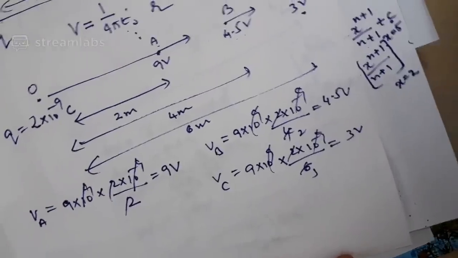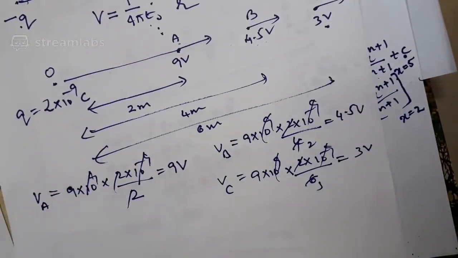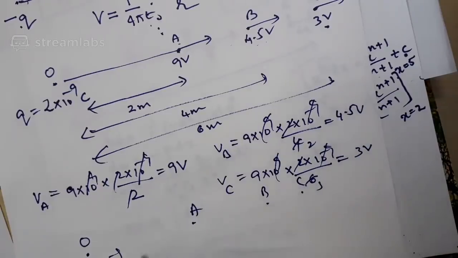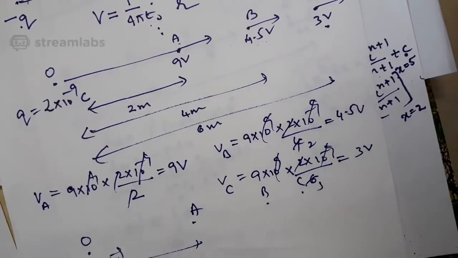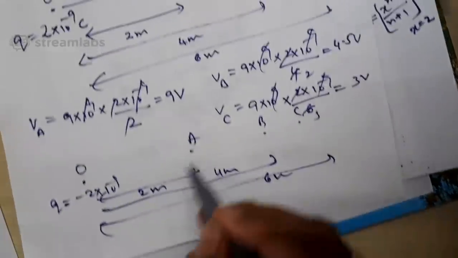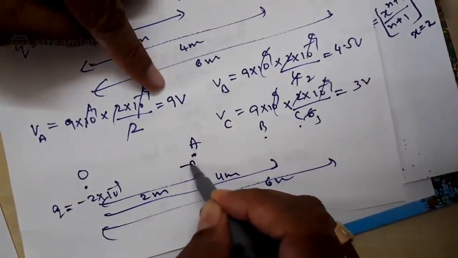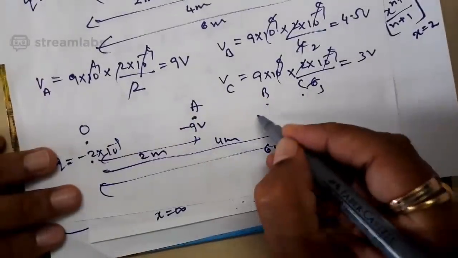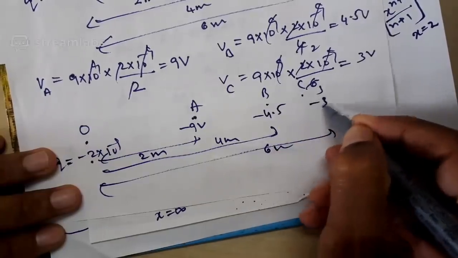Suppose, by chance, at O you are having a charge of -2 into 10 to the power -9, and I'll select the same points A, B and C. Assuming A is at a distance 2 meter only, calculation becomes easier, no? A will be at a distance 2 meter, B is at a distance 4 meter, C is at a distance 6 meter. What is the potential at A? Same answer, but with a negative sign, no? Charge is negative, I have to put a negative sign. Charge is negative means I have to include negative sign in calculating a potential. So -9 volt here, -4.5, here -3.